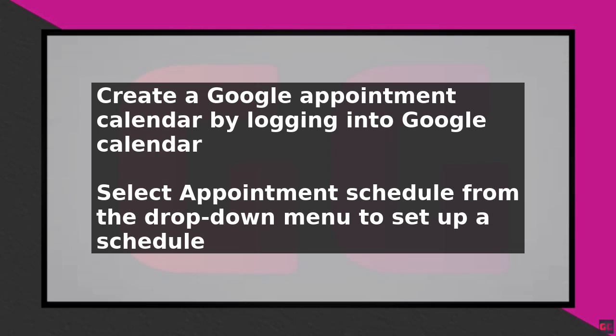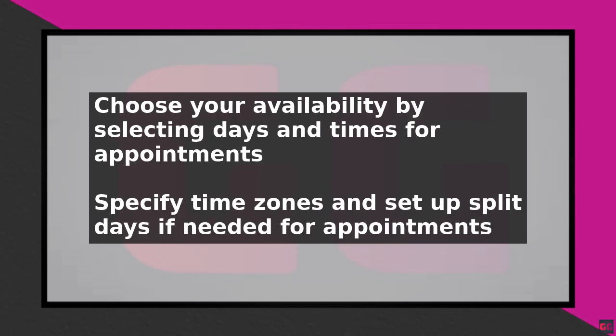Name the schedule something appropriate, as it will be visible to your customers. Determine the length of the appointment, which can be adjusted as needed. Next, choose your availability by selecting the days and times you are available for appointments. You can also specify time zones and set up split days if needed.